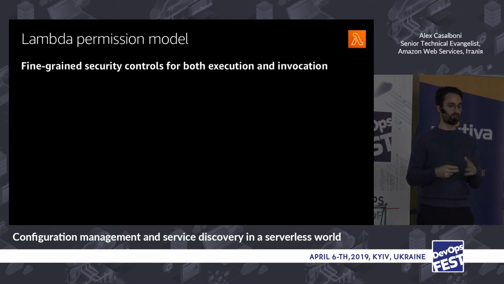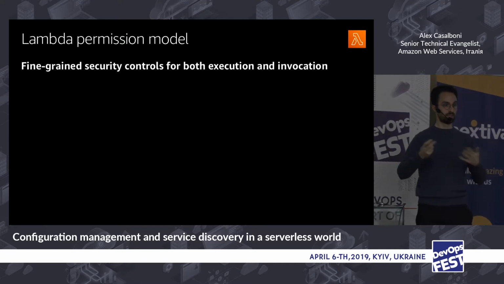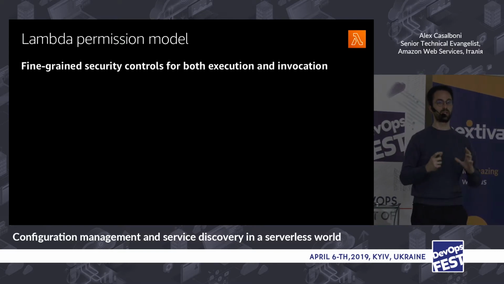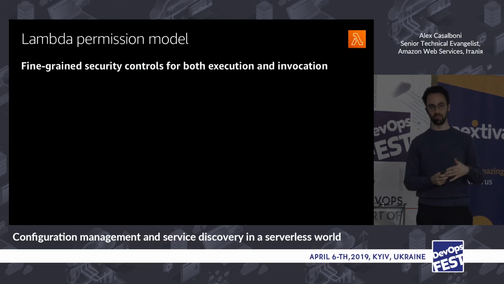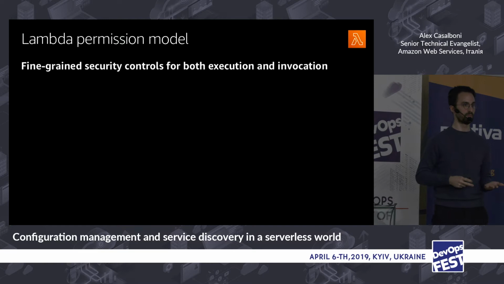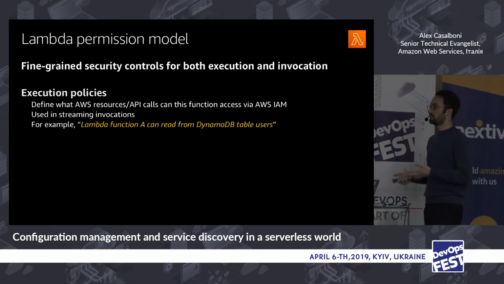So every function or every container or every instance, depending on which layer you're using, you want it to have only the permission it needs. If it needs to write to the database but not read, okay, just give it write permissions, or the opposite, right? With Lambda, this is pretty easy.